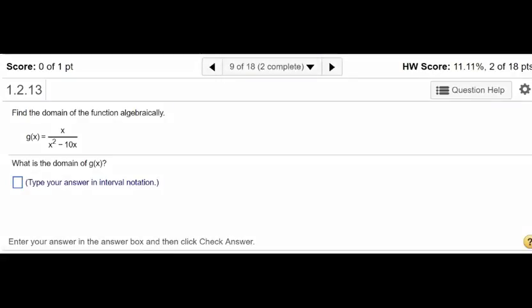Here's an example where again we need to find the domain. I don't have any radicals, but I do have a fraction. So I want to figure out which x values make the denominator equal 0. I don't care about the top being 0, I only care about the bottom. So I'm going to take the denominator, x squared minus 10x, and I'm going to set it equal to 0 and then solve this equation. One thing I notice is that I can factor out the GCF of x.